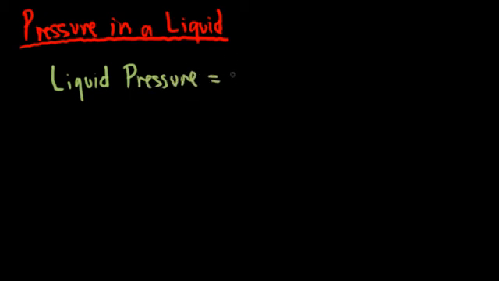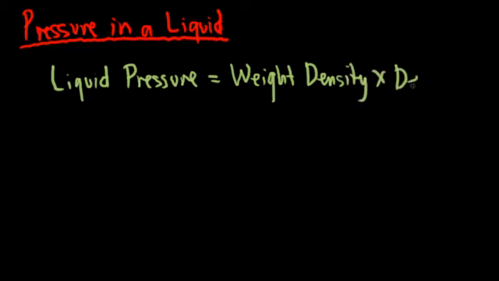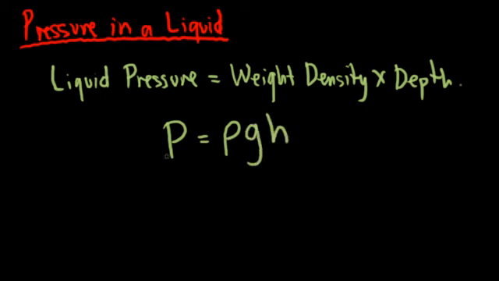the weight density of the fluid multiplied by the depth. Okay, so we have there the pressure is equal to weight density, which is equal to rho times g, multiplied by the depth, which is h.